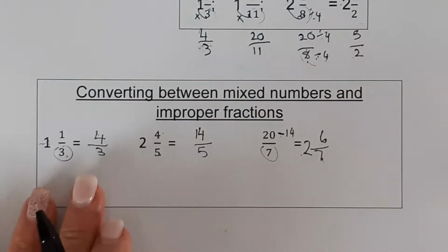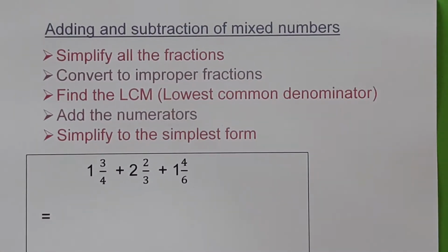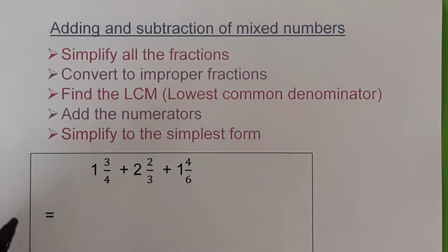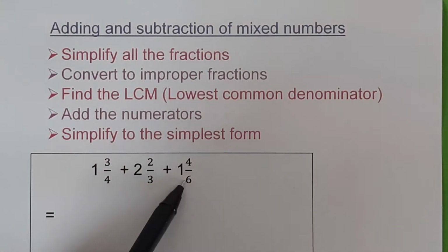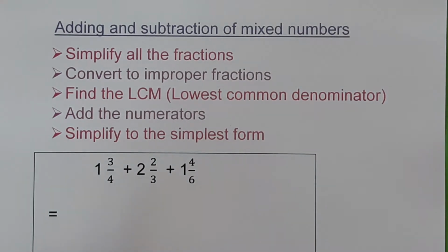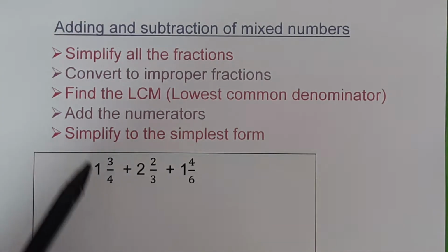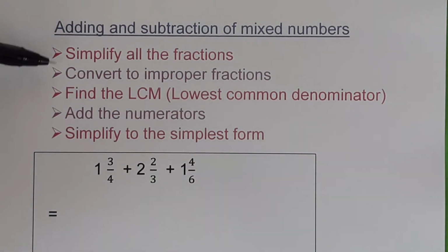To add and subtract mixed numbers, I know in grade 4, 5, 6, you first added the whole ones and subtracted the whole ones first. But down grade 7, you learn how to multiply also. Now, to make it easy for yourself, follow the following steps.